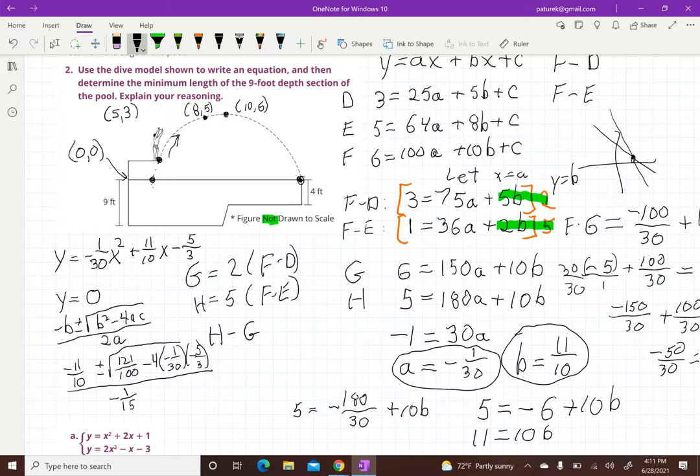So I'm going to type in negative 1 divided by 30 times x squared plus 1.1 times x, because that's what 11 divided by 10 is equal to, minus 5 divided by 3, enter. And I'm going to do a zoom standard.